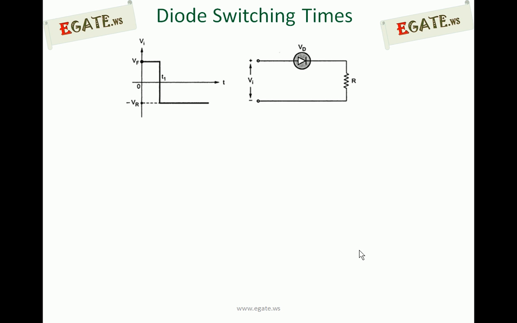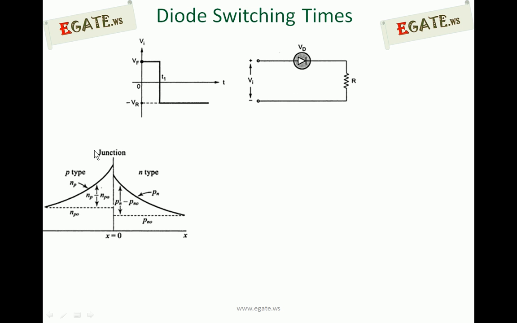Let us assume you are applying a voltage Vf to the diode, and we are considering the duration of time t less than t1. For t less than t1, the input voltage is Vf. Vf is applied to this diode, so the diode is under forward bias, and assume it is under steady state. So this is the resulting situation. This is the minority carrier situation.